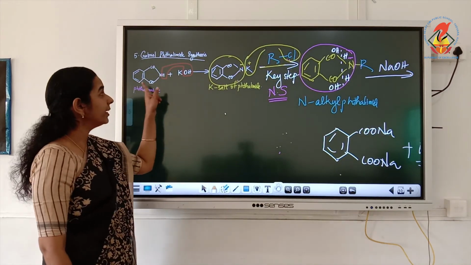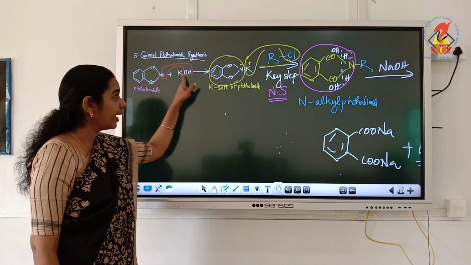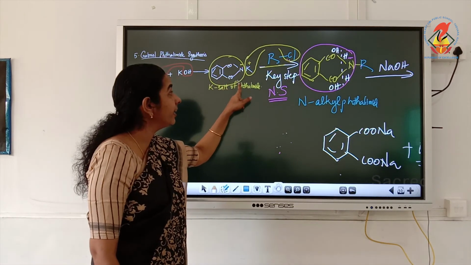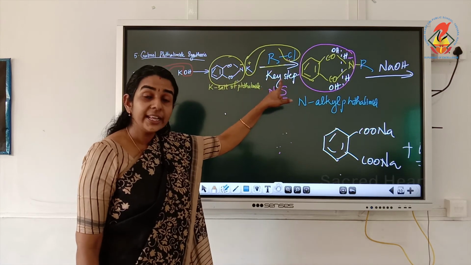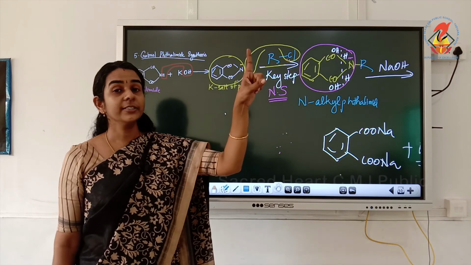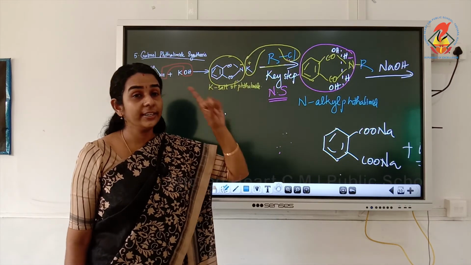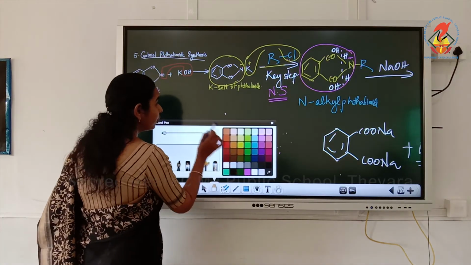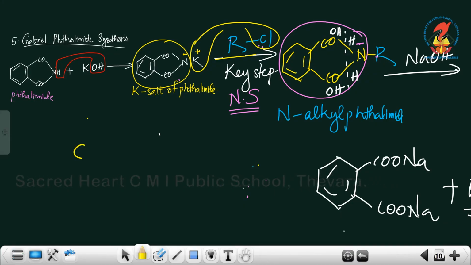Phthalimide on reaction with alcoholic KOH first gives the potassium salt of phthalimide, which then reacts with an alkyl halide. Which alkyl halide we should take depends on the alkyl group present on the required amine. Once again, if we want to prepare C2H5NH2, in the key step we have to take C2H5Cl.